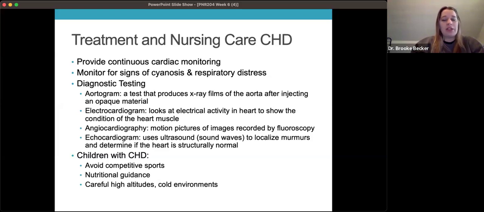Kids with congenital heart disease typically have to avoid competitive sports. They're going to need really strict nutritional guidance depending on their defect. They also need to be careful in really cold environments and really high altitudes, because in those environments your oxygenation is not as good as it should be, so your body has to work harder. Ideally, these kids should try to avoid high altitude areas, especially if they're not from an area like Colorado or Montana, where it's high altitude anyway.